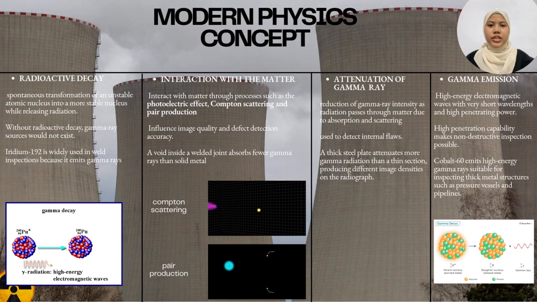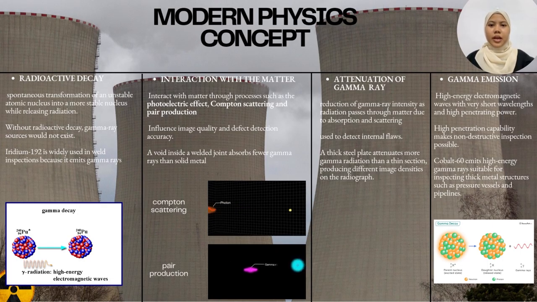Third, there is attenuation of gamma rays. Attenuation means the reduction in gamma ray intensity as radiation passes through a material due to absorption and scattering. Thick or dense material absorbs more radiation, while thinner regions absorb less. This difference helps inspectors identify internal flaws and variation in material thickness.